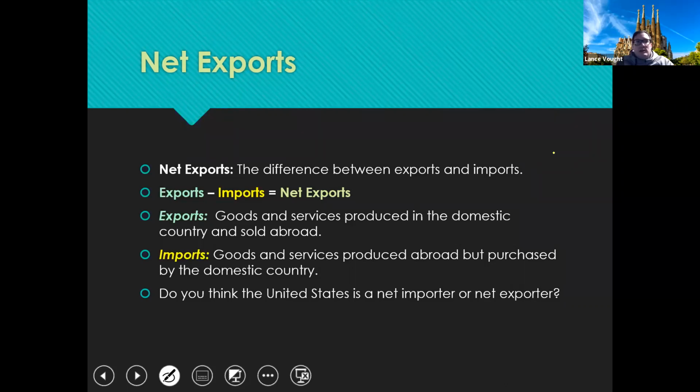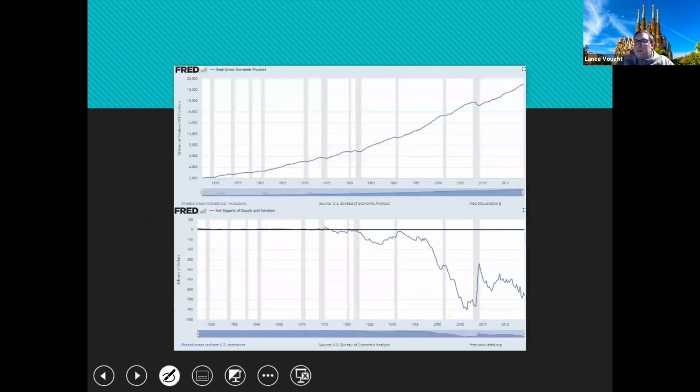So do you think that the US is a net importer or a net exporter? We are by a huge margin a net importer. So here's an image that comes from the Federal Reserve Economic Database. FRED is the Federal Reserve Economic Database. We will utilize this service throughout the course through assignments, projects, or just lectures where I pinpoint certain data points from this data source.